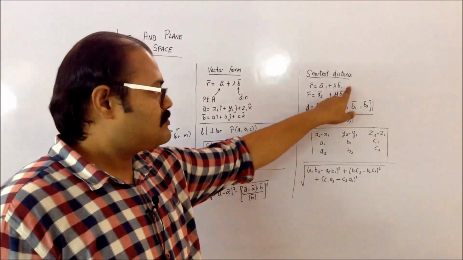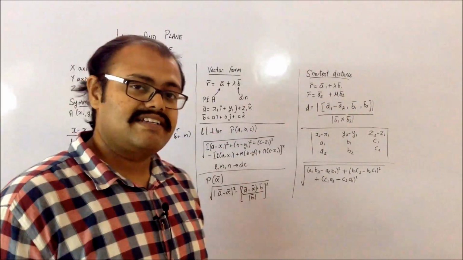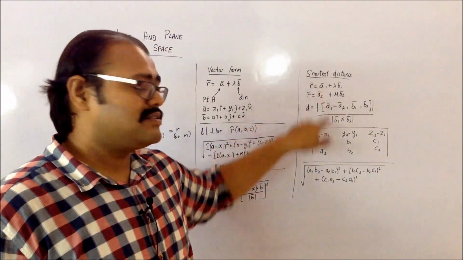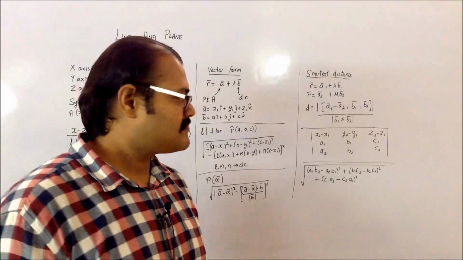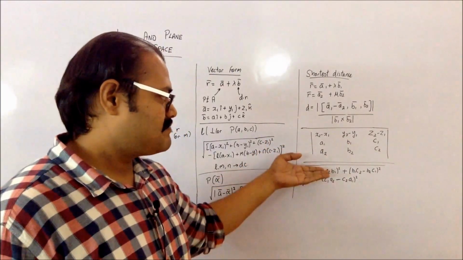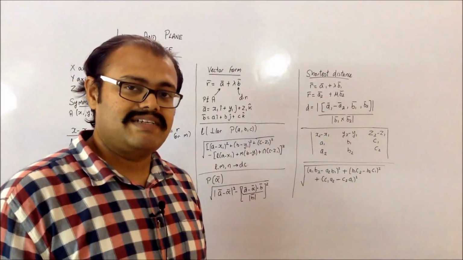Over here you have to consider that your b1 and b2 are nothing but the directional ratios of the lines, and a1 and a2 are the points through which the lines are passing. Next, this can also be represented in a particular way if you know the symmetrical form of the two lines.